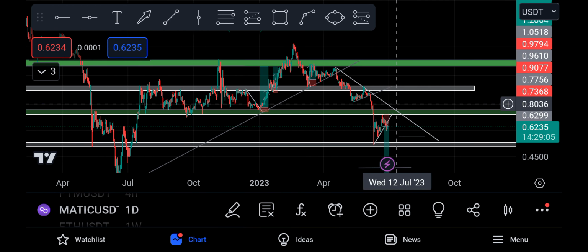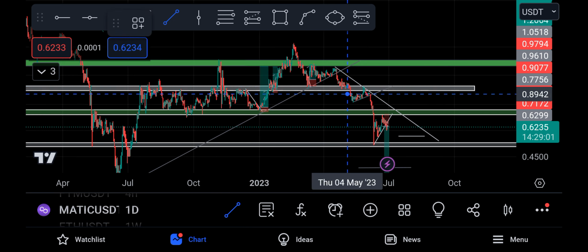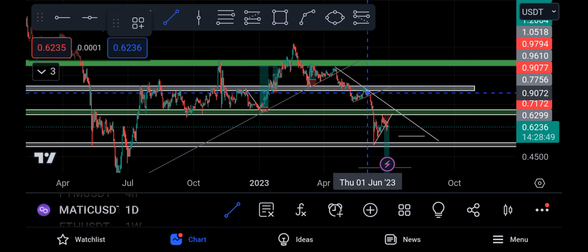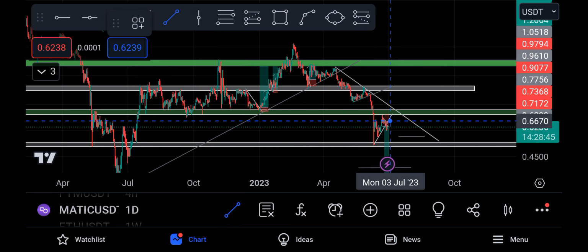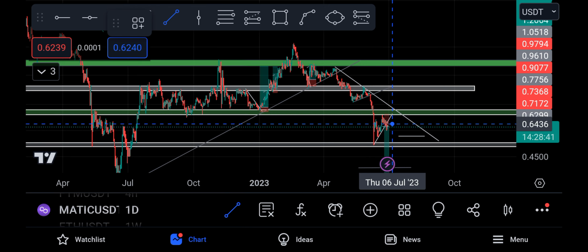We broke this level, retested. There is a system I used to enter the market which I will still expose to you in my other trades. We broke this level, broke down the counter trend line, got to this zone. I shorted it all the way from here to this zone. Now we retested this zone. Let's go down to the 4 hourly time frame.